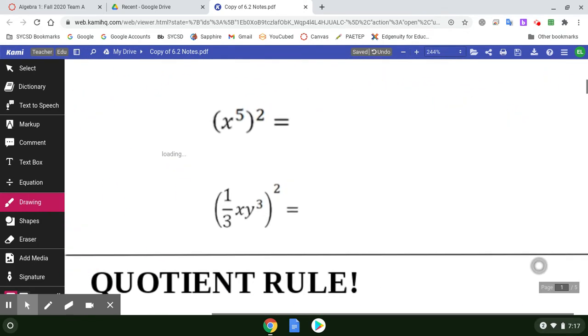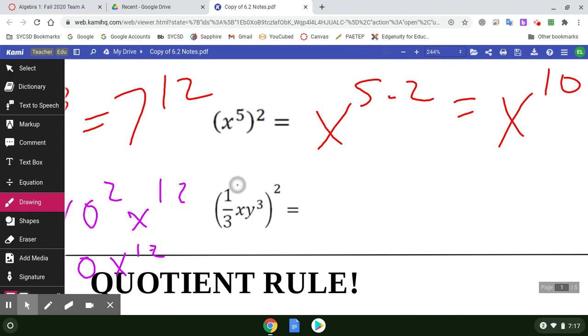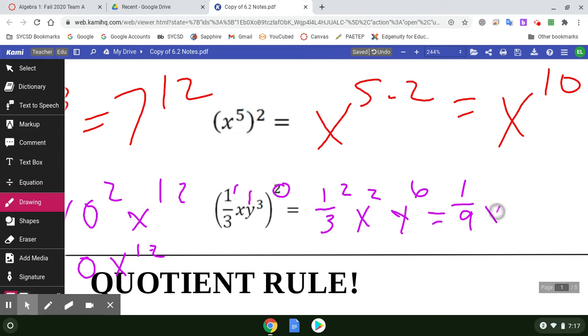Negative 10 squared is positive 100, x to the 12th. And then in our last example, the 1/3 has an exponent of 1, the x has an exponent of 1, and the y factor has an exponent of 3. So each of those exponents gets multiplied by 2, making it 1/3 to the 2nd power times x to the 2nd power times y to the 6th power. We can simplify that if we want, since 1/3 to the 2nd is 1/9, so it becomes 1/9 x squared y to the 6th.